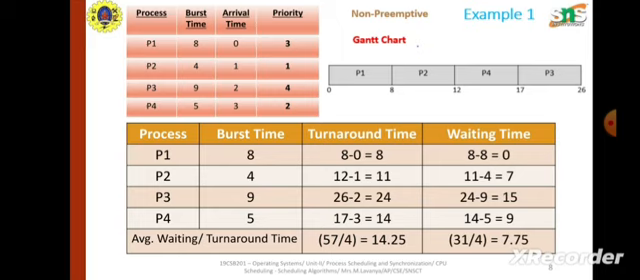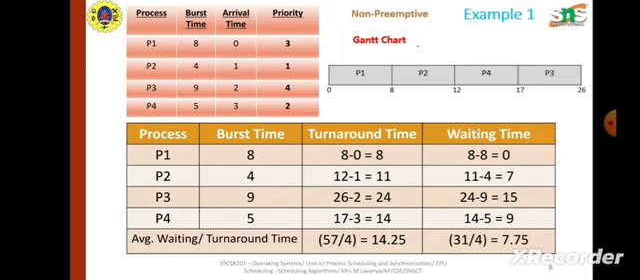For calculating the waiting time, the formula we are using is waiting time equal to turnaround time minus its burst time. So for process P1, its turnaround time 8 minus its burst time 8 equal to 0 is the waiting time of process P1. For process P2, turnaround time 11 minus its burst time 4 equal to 7 is the waiting time of process P2. For process P3, its turnaround time 24 minus its burst time 9 equal to 15 is the waiting time of process P3.